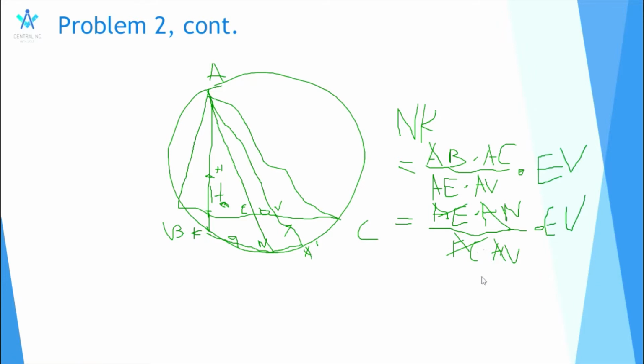But NK we said is 9. EV is 6. So 3 over 2 equals AN over AV. How are we going to express AN and AV though? Well, for AV, we haven't even used the 7th part yet. Since A prime is the diameter, AA prime has length 2r, and VA prime has length 7. So AV has length 2r minus 7.